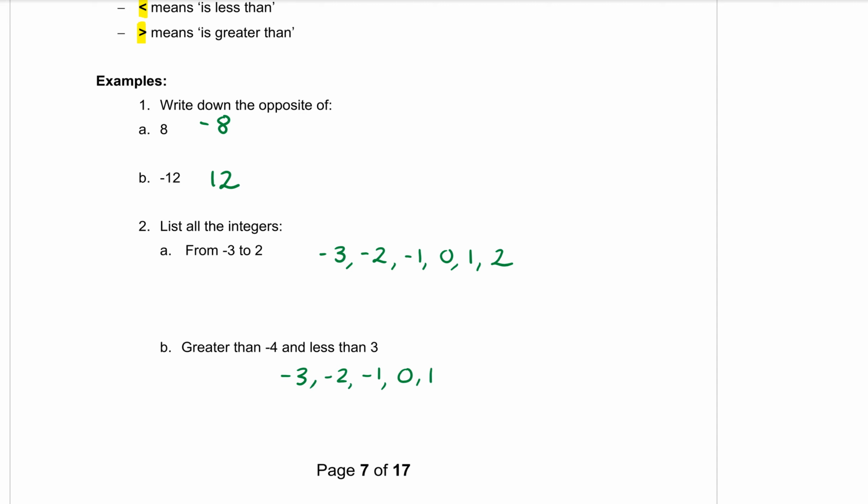Let's have a think. Less than 3. Can it be the 3? No. So I can stop at 2, but I can't go to the 3. And that's actually the exact same as part A. They were just two different ways of asking the same question. If I said from -3 to 2, but when I said greater than -4, it couldn't be the -4, and it still had to finish at the 2 because it had to be less than 3. Just be very careful with the wording, okay? Great. Next page.